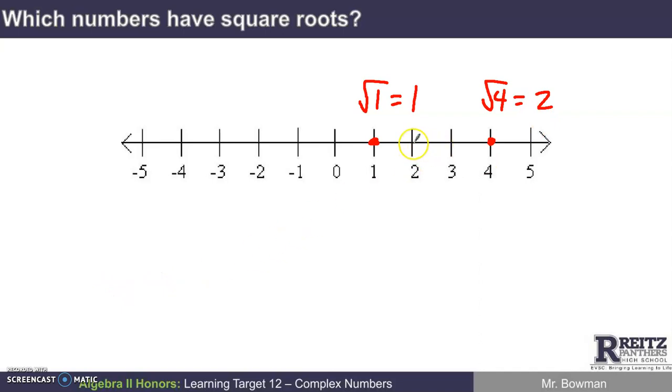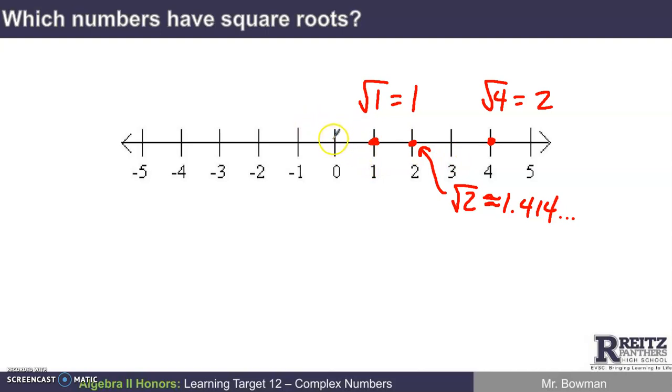What about 2, though? Well, it does. 2 has a square root. The square root of 2 is just an irrational number. It's about equal to 1.414 something, I don't recall. So even the positive numbers that are not perfect squares have square roots. But even all the positive real numbers do too.